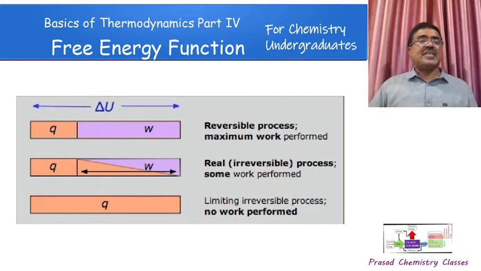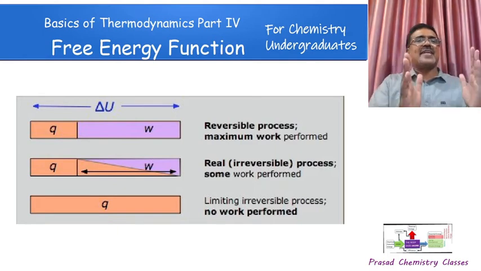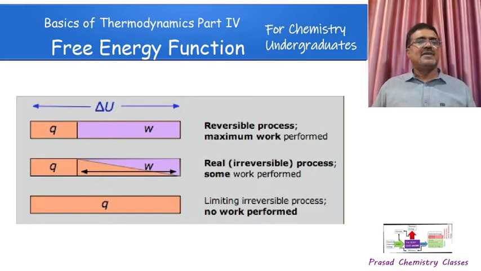So the total change in internal energy is given by delta U like that, and in a reversible process you get the maximum work, represented by the first bar graph, right? The rest will come out as heat. It is given out to the surroundings, and a part is converted to work.